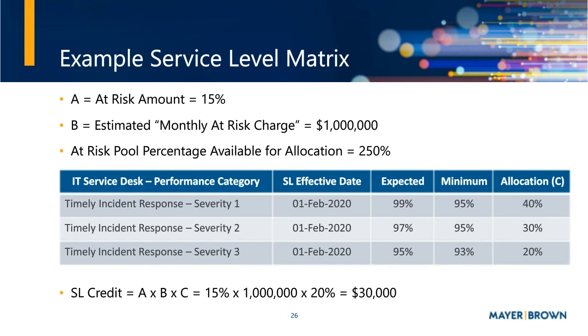Finally, in the example above, the timely incident resolution is varied with different service level requirements. For example, with respect to Severity 1 incidents, where Severity 1 incidents are the most important, the expected and minimum standards are higher along with a higher allocation. The variance in service level requirements allows a customer to emphasize higher severity incidents over lower ones. You can see the varying expected and minimum service level requirements for Severity 2 and Severity 3 incidents.